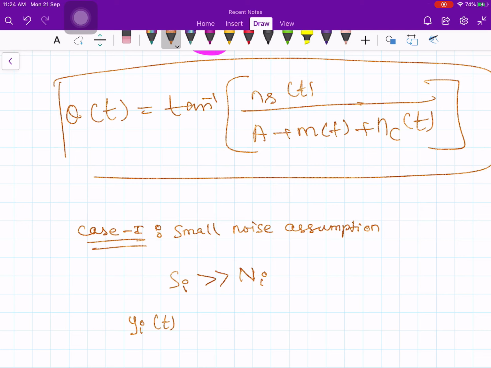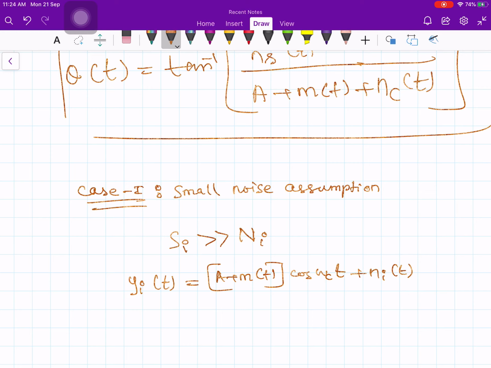What is the input signal to the detector? It is [A plus m of t] multiplied by cos omega_c t plus n_i of t. This part is the signal part and this is my noise. So the signal is much stronger than the noise. And particularly this kind of assumption depends on the kind of situations you are working with.